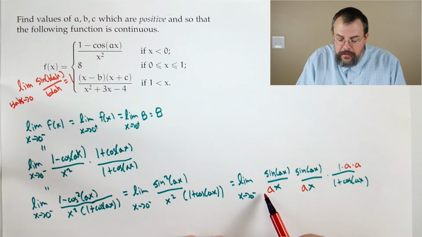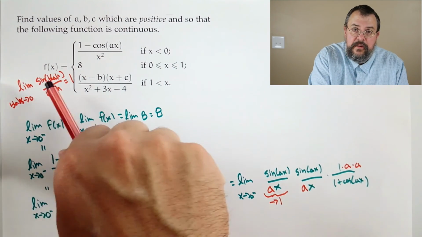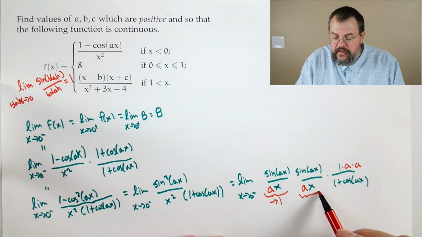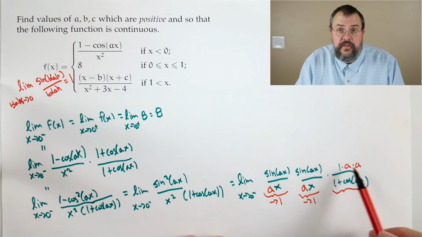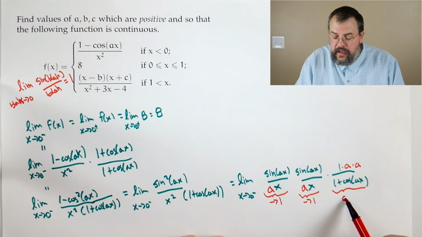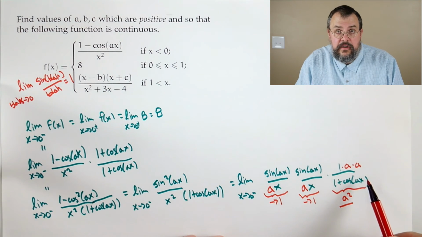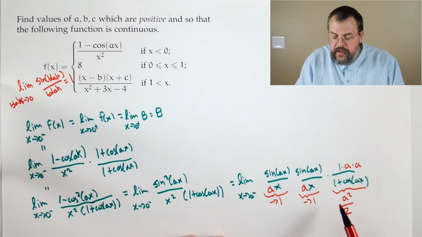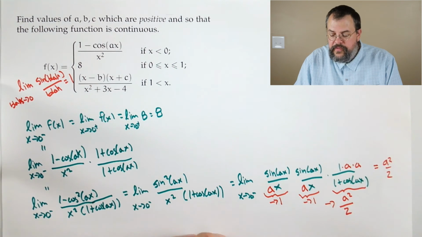Now we have what? This first piece goes to 1. It's the sine of something over something. The something is matched. The inside goes to 0. The second piece goes to 1. This last piece goes to, upstairs, a times a is a squared. Downstairs, 1 plus cosine 0. Well, 1 plus 1, which is 2. So we get 1 times a squared over 2, which means we get a squared over 2.